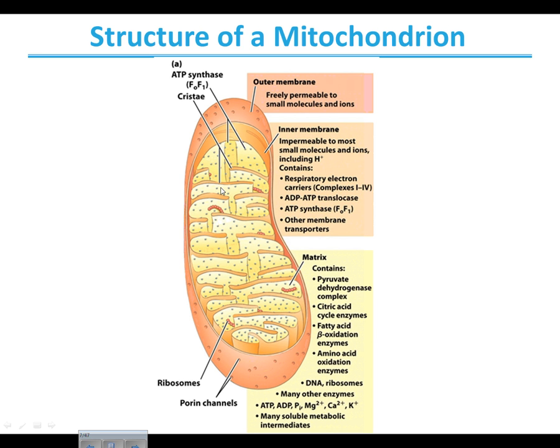The matrix is really where most of the stuff happens. The matrix is where we've seen the citric acid cycle occur. We saw the lipid catabolism, the amino acid catabolism. We've talked about that so far. So several things are occurring within this matrix. The matrix is also where the protons are pumped from as we discuss the electron-transport chain.